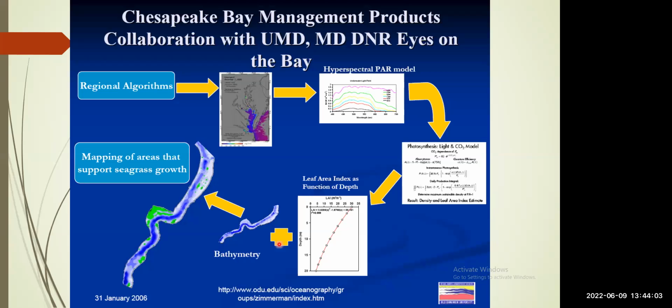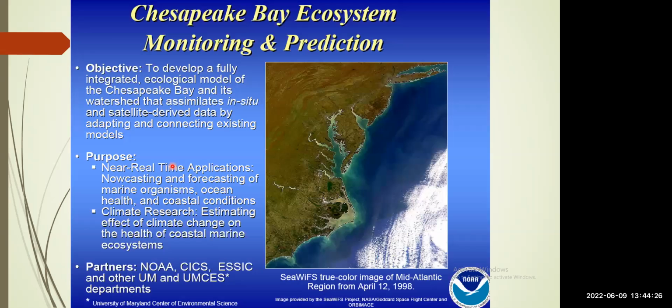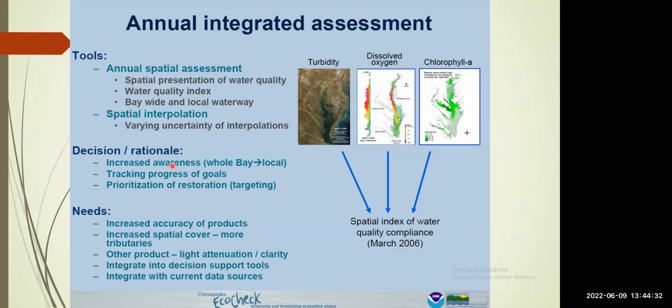2003. This is the overall step-by-step process for the regional algorithms and also the hyperspectral model, and then photosynthesis, and then leaf area index as a function of depth. Then bathymetry, and also we have a mapping of the area that supports seagrass growth. This is the Chesapeake Bay ecosystem monitoring and prediction, and then annual integrated assessment of the tools, decisions rationalized and needed. Now coming toward another case study, basically my own case study which I have developed.